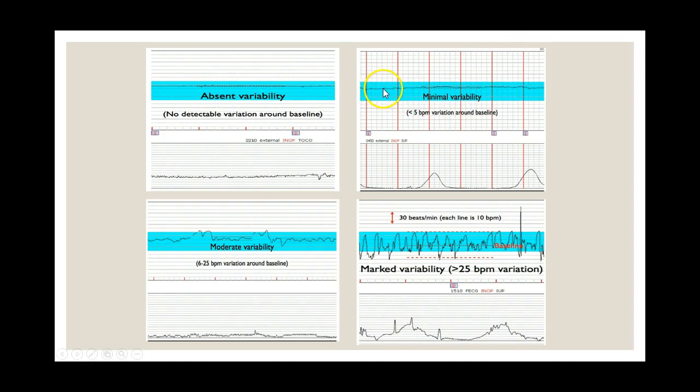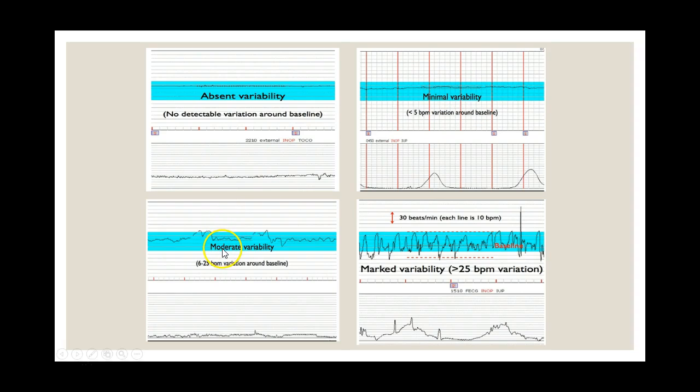This, you can see we have no more than 5 beats above or below the baseline in here. You can see these tiny little squiggles here and there. That's variability. But if we look closely, there's nothing more than 5 beats above or below the baseline, and that's why we call it minimal.